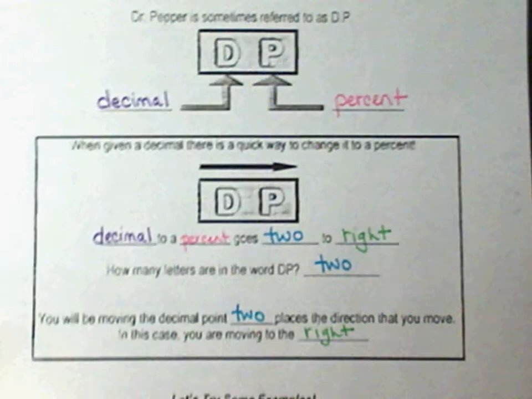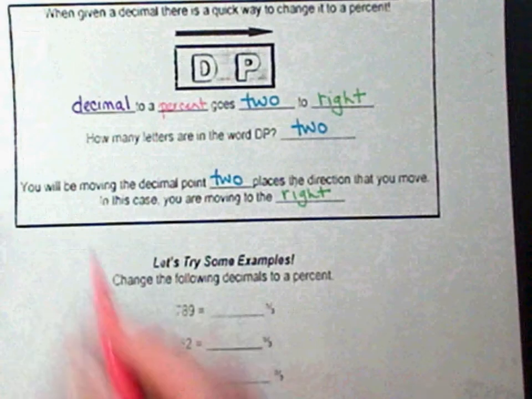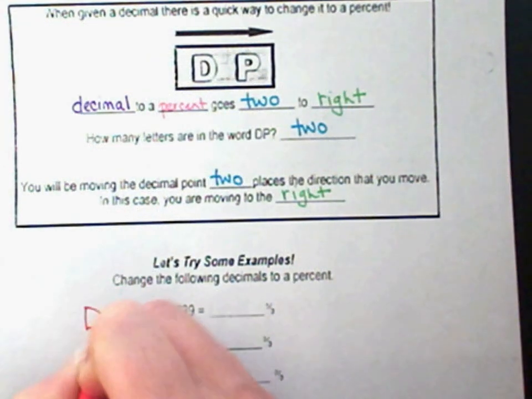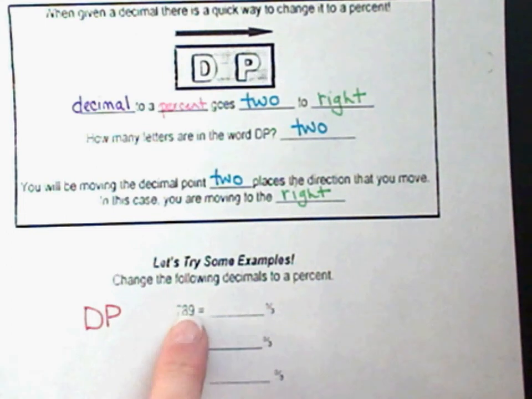So when we're given a decimal and they want us to move it to a percent, we're actually going to be moving the decimal point 2 places in the direction that we're moving. And since we're moving from decimal to percent, we are moving to the right.